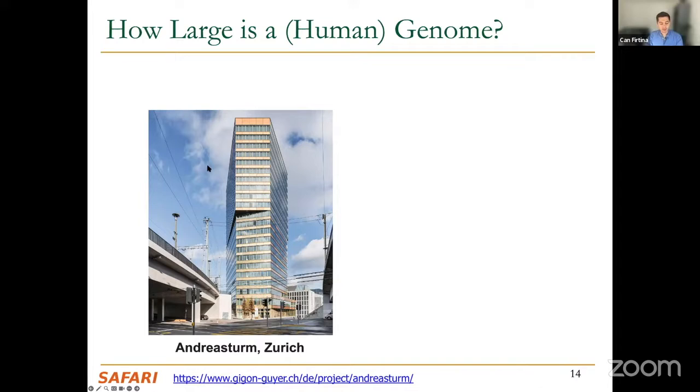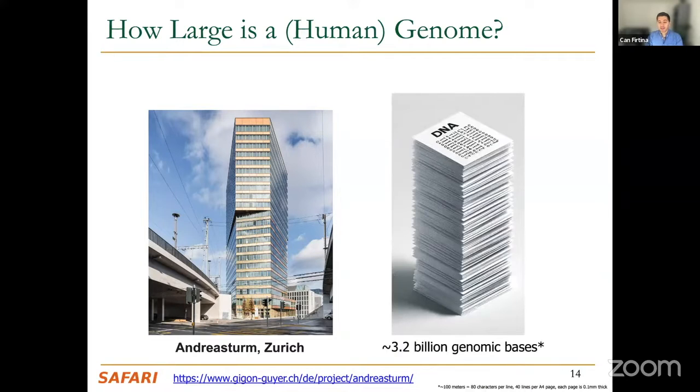as SAFARI research group. And if you really want to compare how large a DNA can be, you can perhaps imagine that we write every character in your genome on a sheet of paper, and then we keep writing until we finish all your chromosomes, right? When you do that, and place these papers on top of each other, you're going to end up with a pile of papers that's even taller than the Andreasturm.